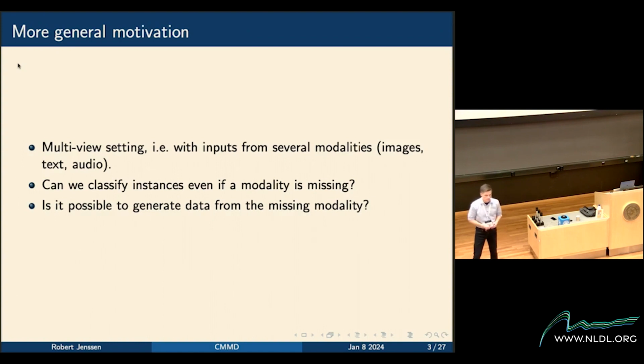So the idea also here is that we are in a classification setting. Let's say that one or more of the modalities are missing exactly when we need it, when we need to take some decisions. And can we classify even if one or more modalities are missing? Also, in many cases, it would be of interest to try to generate the one, or let's say two or more, modalities that are missing. So that's the generative part.